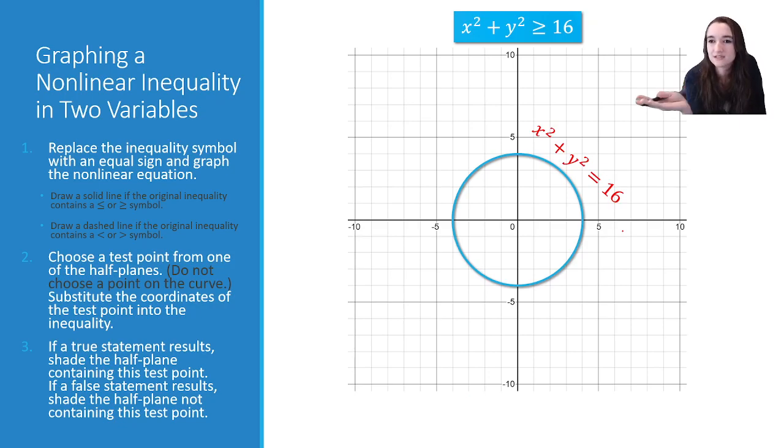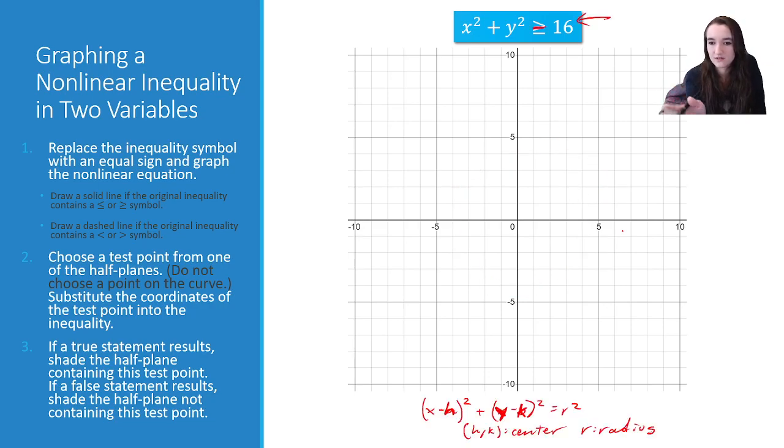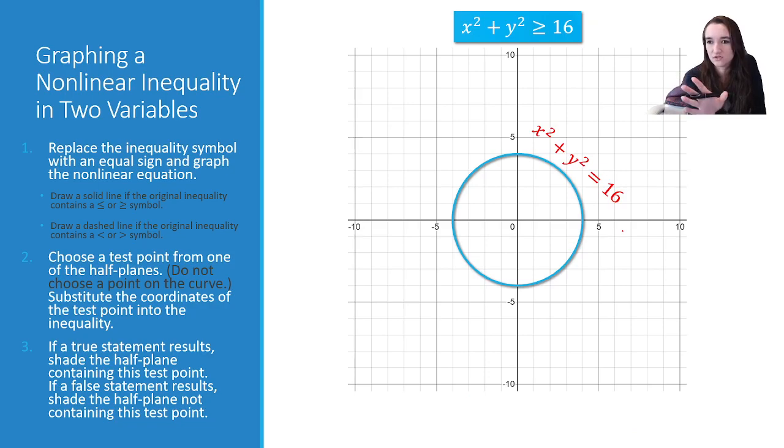That's the basic steps that you're going to have to take in this class. It's possible you'll see circles that have been moved around and you'll have to identify where the center is, etc. But most of the time, we're just going to see circles centered at 0, 0 for simplicity's sake. Okay, so I've got my circle here, and I'm leaving it a solid line because this was an "or equal to" situation. So remember, solid line when it's an "or equal to" symbol. So this is solid.